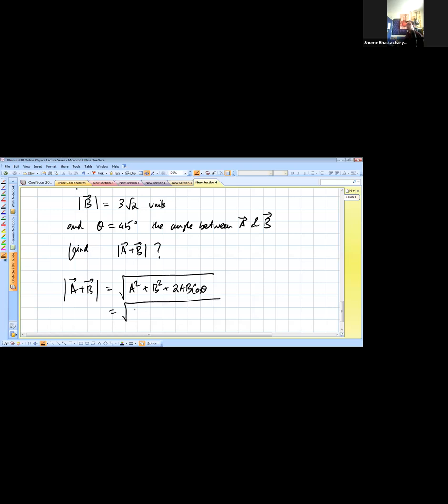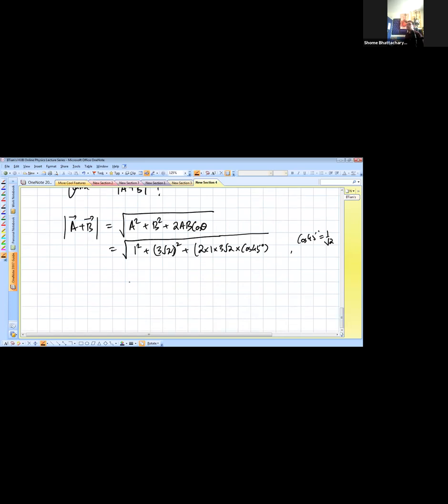So A's magnitude was 1, B's magnitude was 3 root 2, so we get the square of this, plus 2 times mod A into mod B into cos theta. So that's cos 45, which you know is 1 by root 2, or approximately 0.7. So in your calculation, this becomes square root of 1 plus 18, because 3 squared is 9, into 2, plus how much does this become? 2 into 1 into 3 root 2 divided by root 2. So the root 2 cancels out and this is plus 6. So it becomes square root of 25, which is 5. So 5 units becomes the magnitude of A plus B.